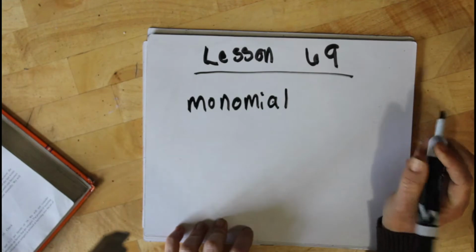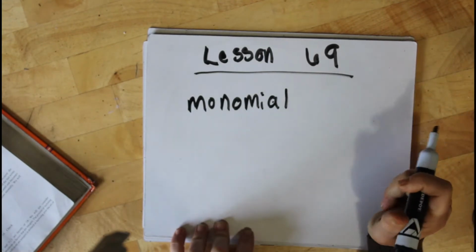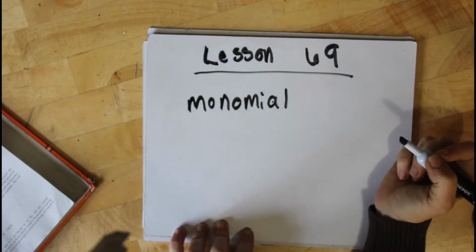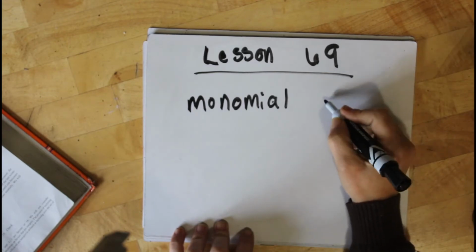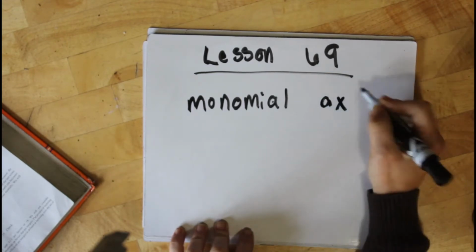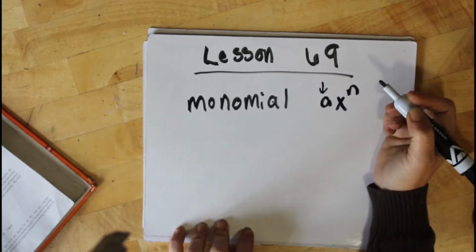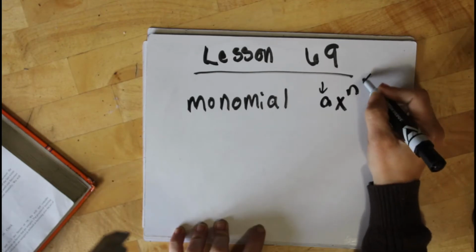And we're on page 280 of your textbook if you want to open your textbooks to that page and read along as I'm doing these practice problems. So a monomial is an expression in the form of ax to the n. Now that looks confusing, but a is just any real number and n is any whole number.